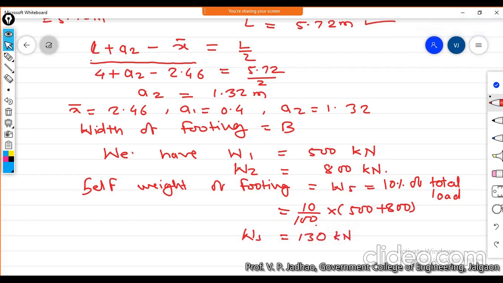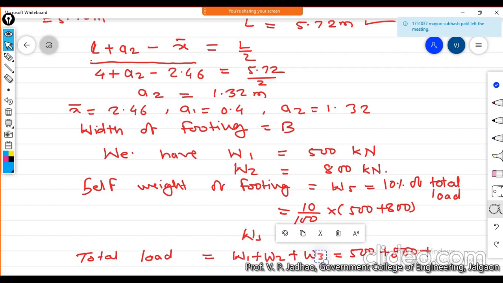Therefore the total load will be equal to W1 plus W2 plus, not W3, Ws, that is the self weight of our footing. So we have W1 is equal to 500 kilonewton, W2 is 800 kilonewton, and Ws is equal to 130 kilonewton.